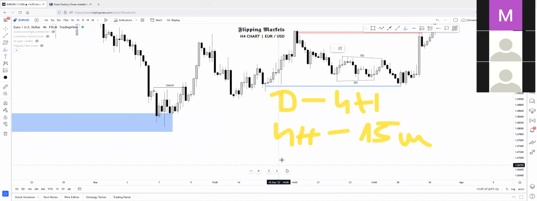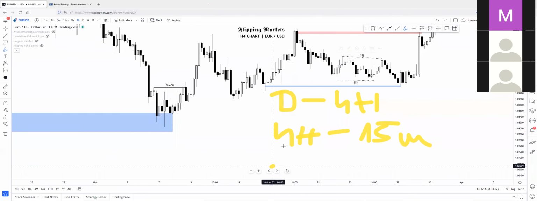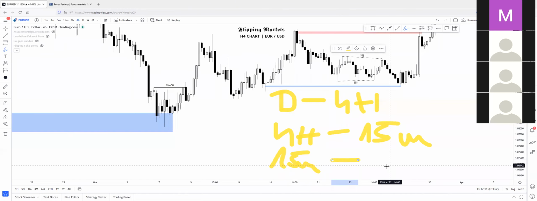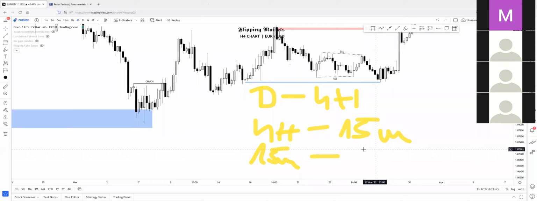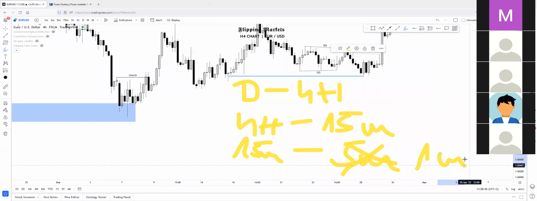So let's see, we got a 15-minute chart, which can be confirmed by what? 1 minute. Exactly. The 15-minute chart can be confirmed by the 1 minute only. And no, I received this question lots of times. The 15-minute can, of course, be confirmed by the 5-minute chart, but the strongest and the right confirmation in this case is the 1-minute chart confirmation.